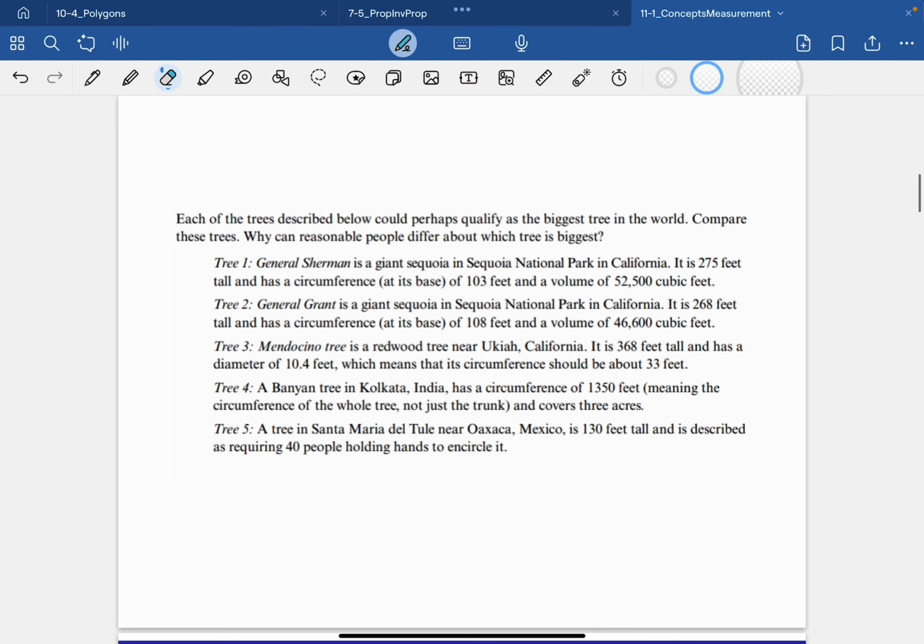Each of the trees described below could perhaps qualify as the biggest tree in the world. Compare the trees. Why can reasonable people differ about which tree is biggest? So why don't you pause the video here and just take some time to read each one of these and ask yourself, which one of these trees would you say is the biggest, and why would it be reasonable to expect that people might have different opinions than you? So go ahead and pause.